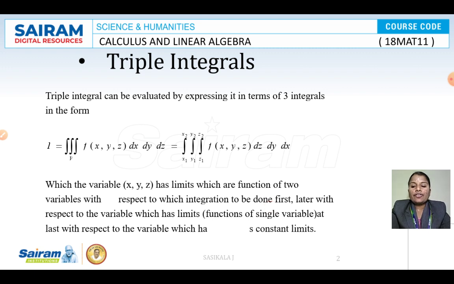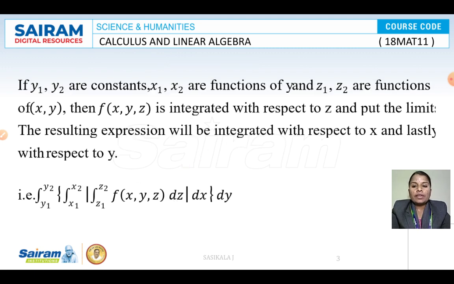Later we integrate with respect to the variable whose limits are functions of a single variable, and at the last, with respect to the variable which has constant limits. So you have to remember always that the outer limit must be a constant limit and the inner limits can be variable limits. It can be that all three are constant, but the outer limit should be a constant limit.